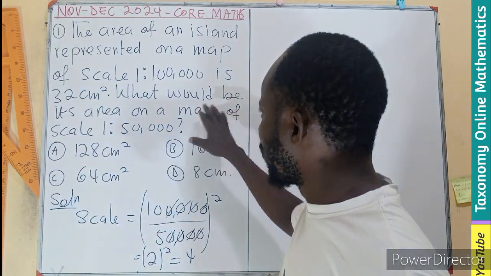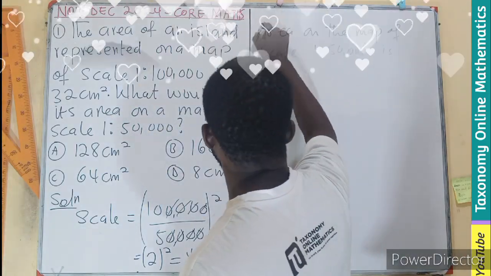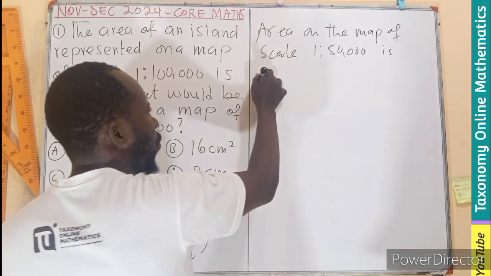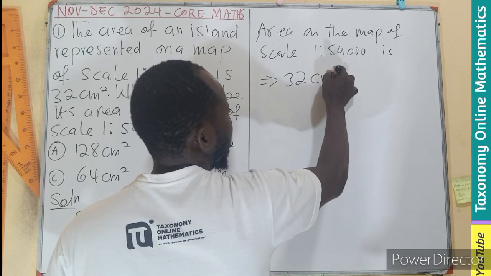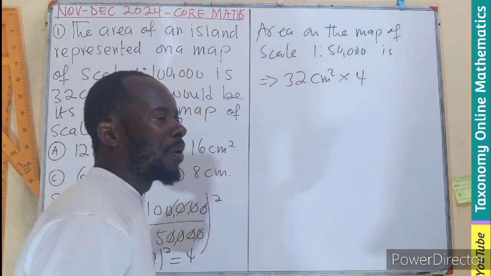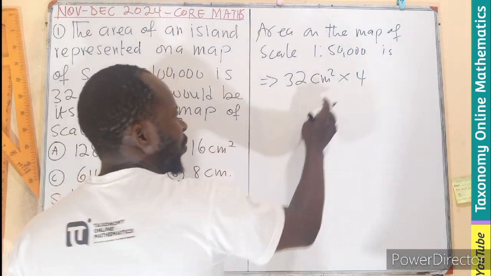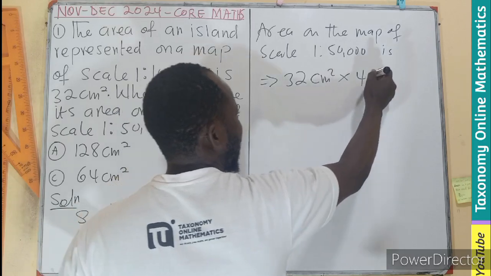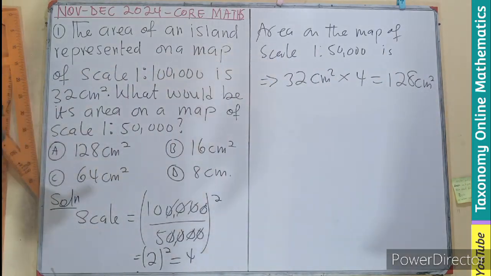Knowing very well that we are looking for the area on the map of a scale of 1 is to 50,000, it will now become 32 centimeters squared times 4. Meaning this is going to be 4 times as large as the first one. 4 times 2 is 8, 4 times 3 is 12, so I'll be having 128 centimeters squared. And that will be giving rise to option A.